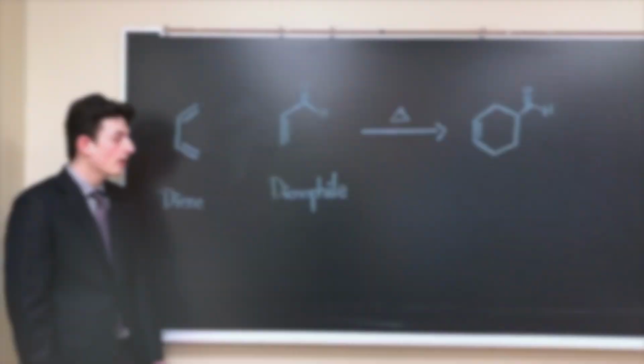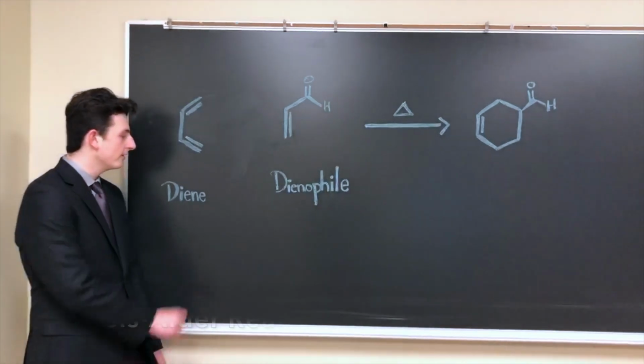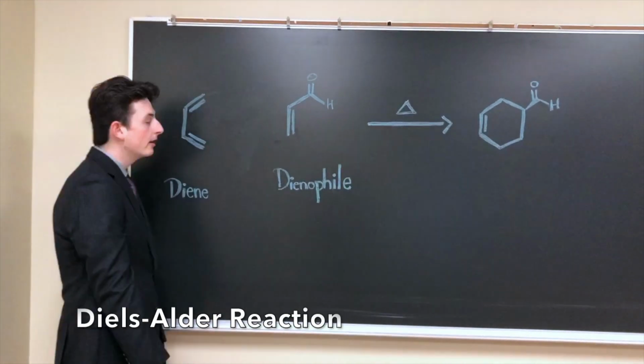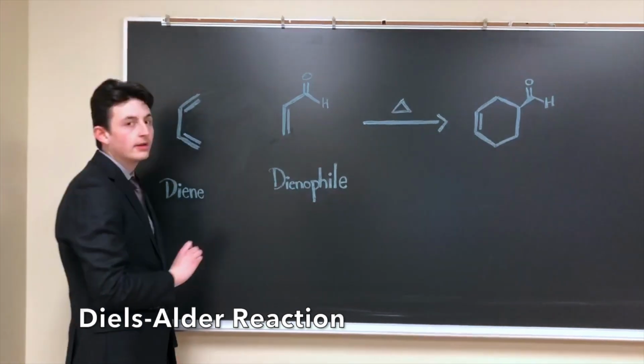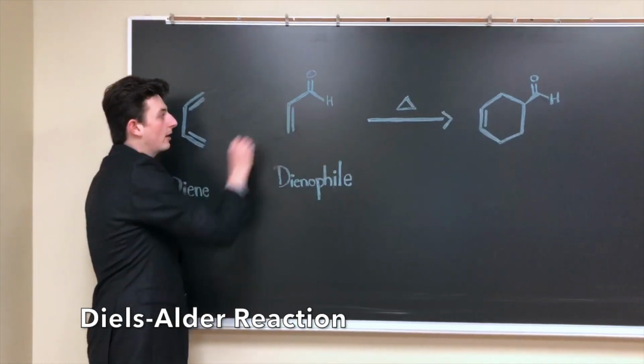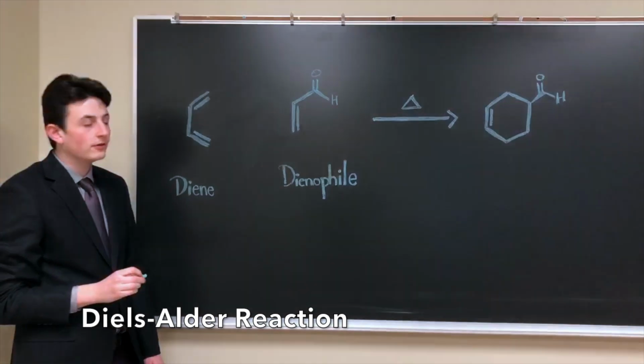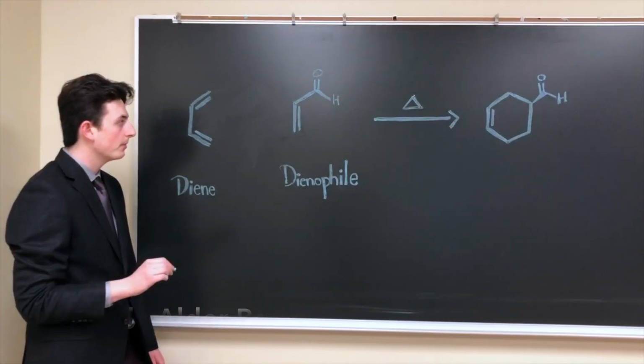Our reaction involves the 4+2 addition of a diene and a dienophile, in which the HOMO on the diene reacts with the LUMO of the dienophile. In this particular example, the aldehyde group on the dienophile functions as an electron withdrawing group.